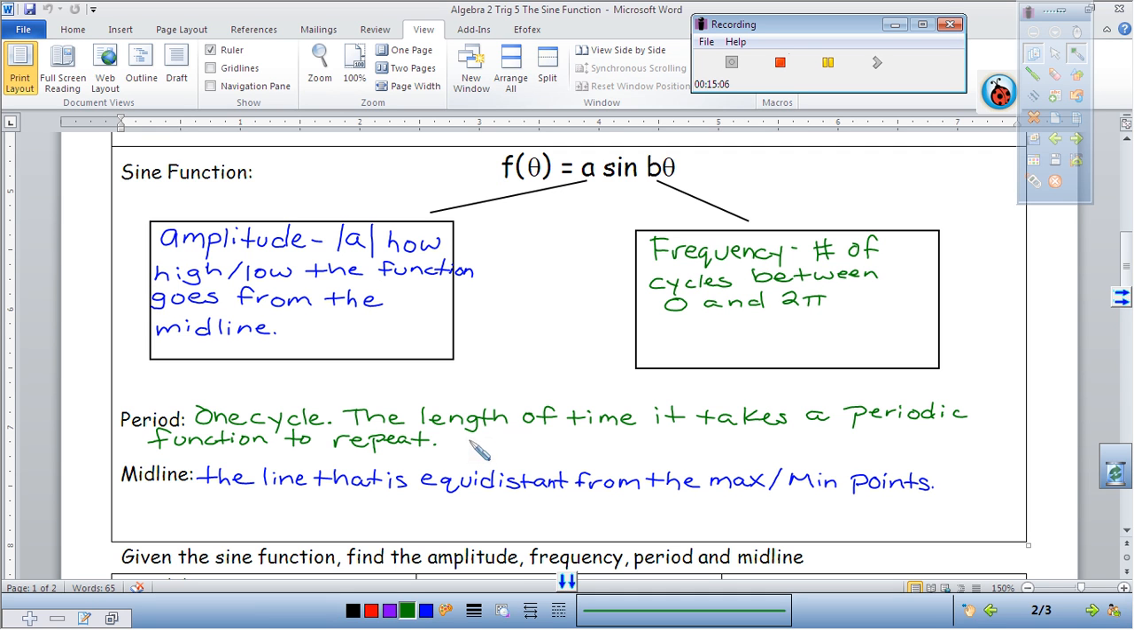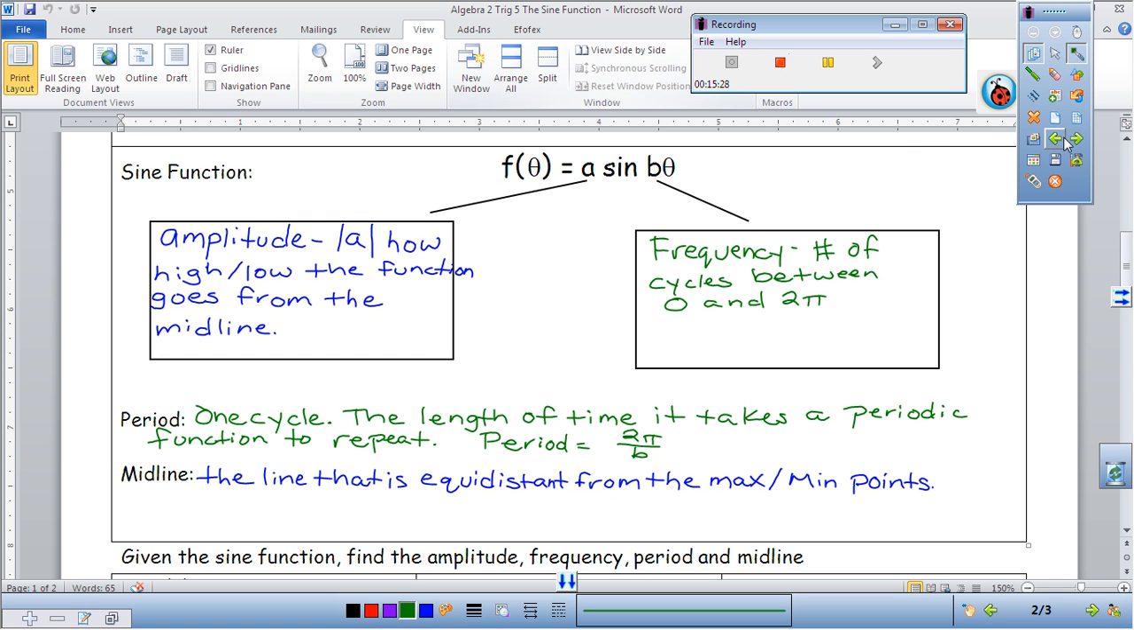And it has a formula that we'll be using. The period equals 2 pi divided by b. Any questions over that?